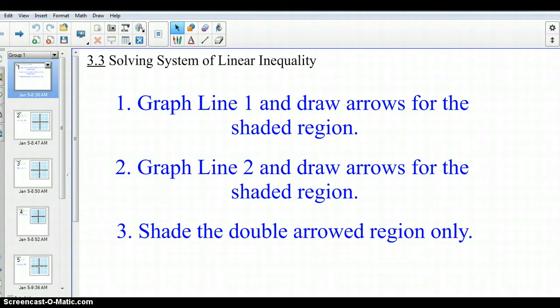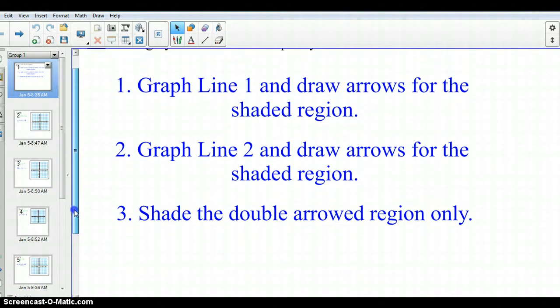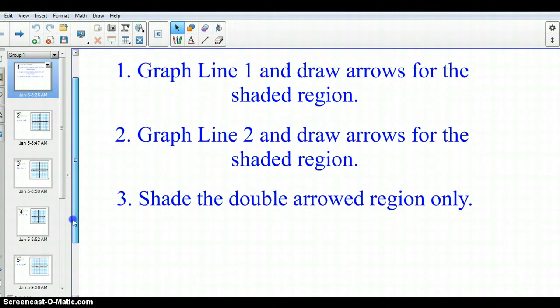So what we're going to do today is graph one line, make sure if it's solid or dashed, then shade it. Then we'll graph the second line and do the same thing. Then where the double arrowed region is, where they're both shaded together, that would be our solutions for these two inequalities. Because remember, a system is when we have two or more equations or inequalities in a single problem.